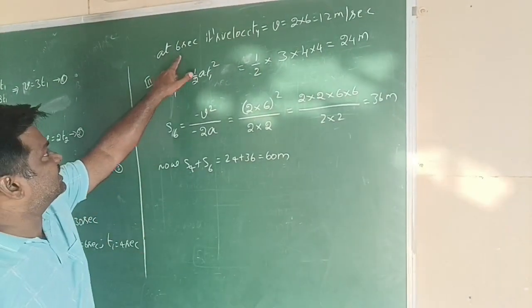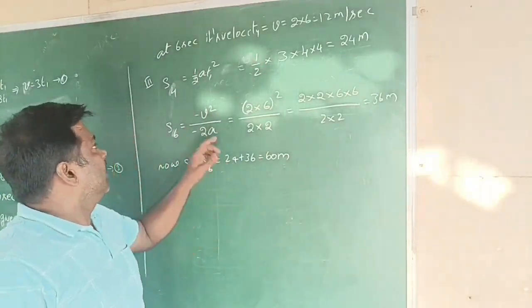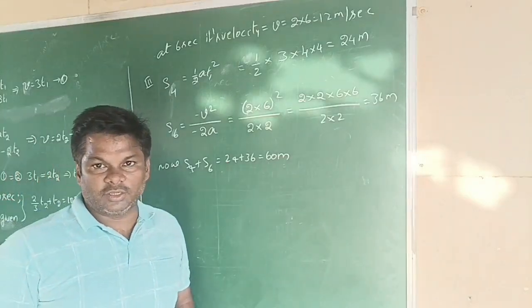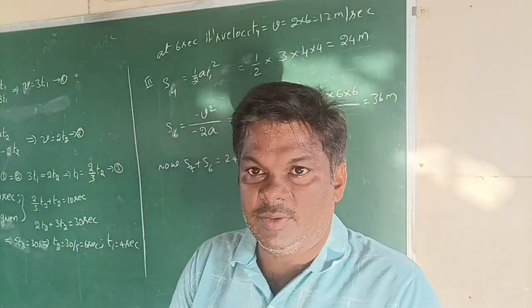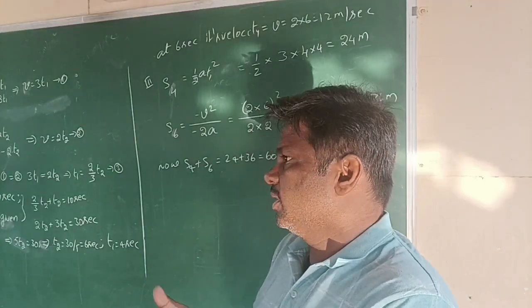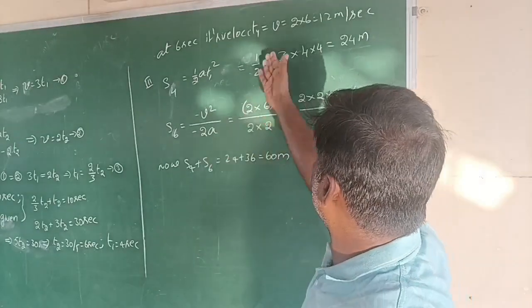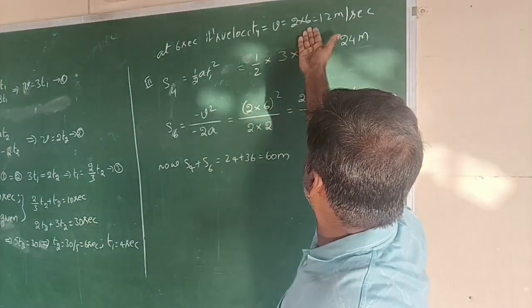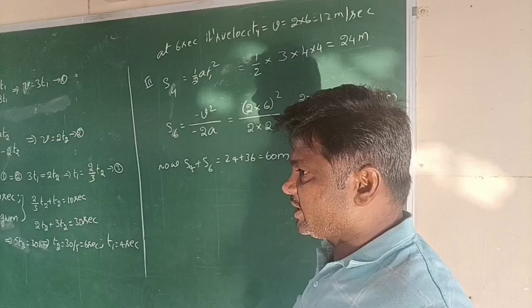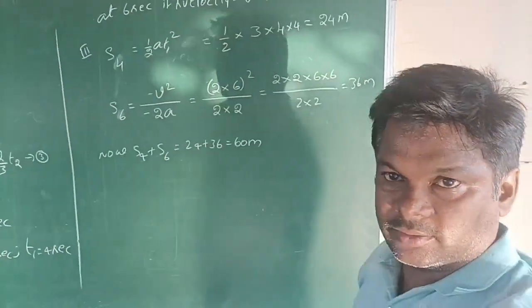Observe this. We got previously 6 seconds. Up to 6 seconds, it decelerates. When it decelerates, its initial velocity v is equal to 2 into 6, that is equal to 12 meter per second.